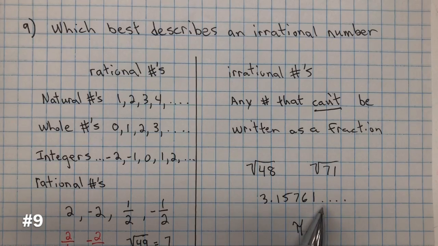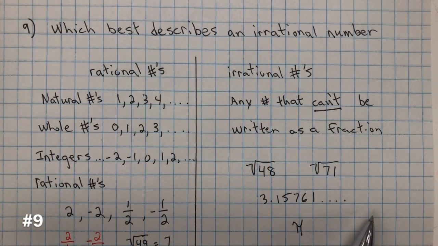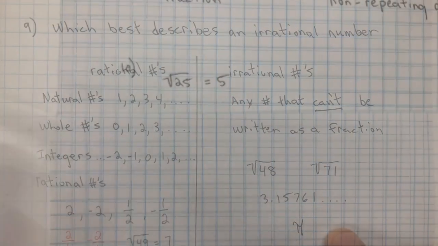Any number that goes on and does not terminate or does not repeat is an irrational number. For example, the most famous irrational number is pi. Pi goes on forever without repeating or terminating.